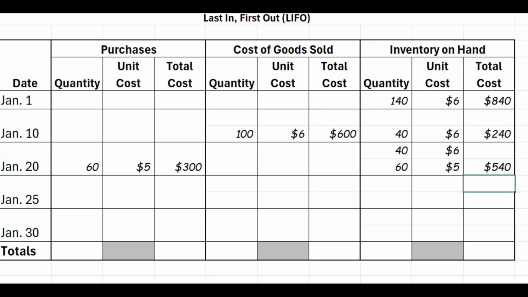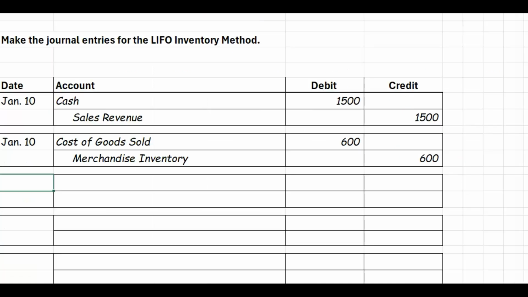So altogether, our ending inventory after the January 20th transaction is $540. The journal entry for this transaction on January 20th is a debit to merchandise inventory, the increase in our inventory account with the new purchase. We can assume that we paid cash for this purchase, $300.